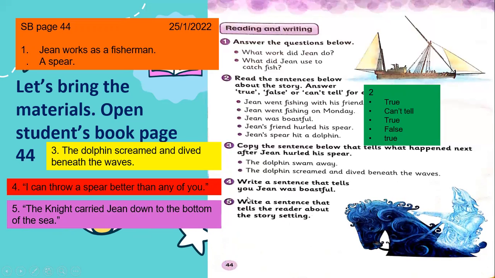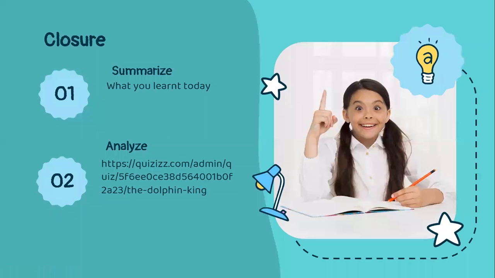That is it for today. Let's try to summarize what we learned today. What did you learn today? Do you still remember the concept of true or false? Do you remember the story about the Dolphin King and what happened to Jean? You tell me and then let's analyze. I have some questions here, and we're going to attempt them. When we try to answer these questions, we know if we actually learned something today.